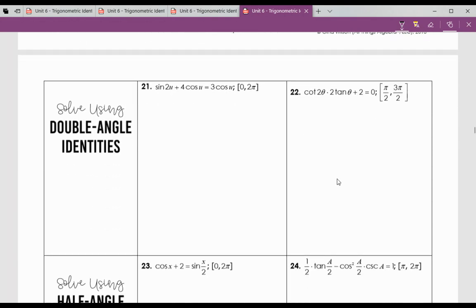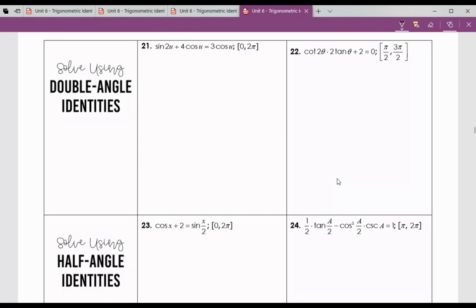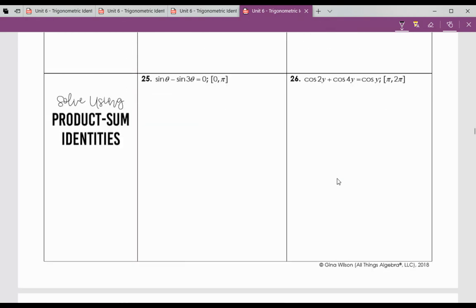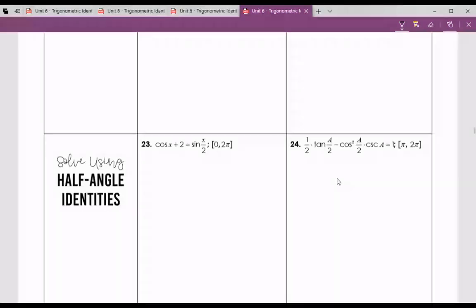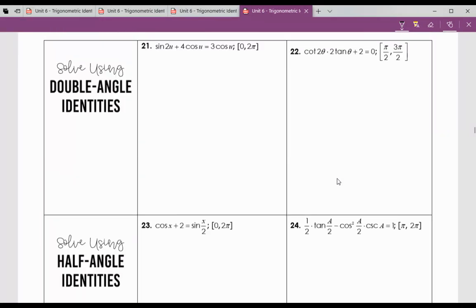All right, now we're getting into double angles, half angles, and we're also going to do product to sum. So make sure you still have your unit circle, make sure you still have your identity sheet out so that we can go through and solve these, and you can reference and look at the identities that we are actually solving for.